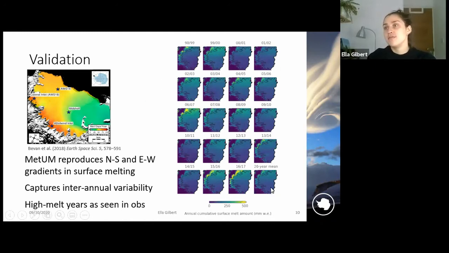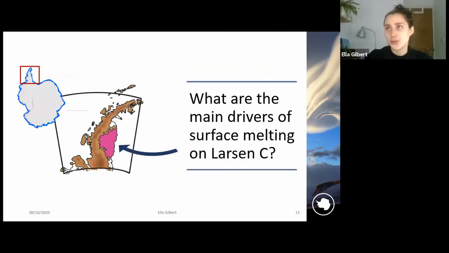Some years are much higher melting than others, but crucially, and most importantly for me and my hindcast, we can see that it's reproducing this east-west gradient, and that's really good news. So we can be confident that the MetUM is capturing the processes that are driving surface melting sufficiently so that we get this east-west gradient. As far as I know, this is the first time, or the MetUM is the first model to be able to do this, which is really great news.